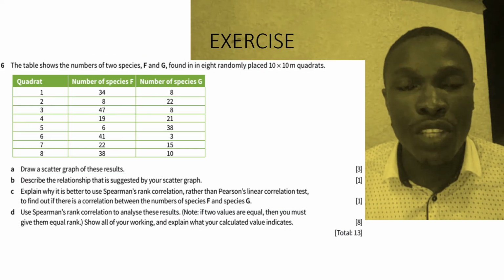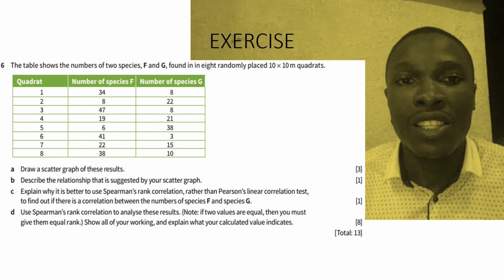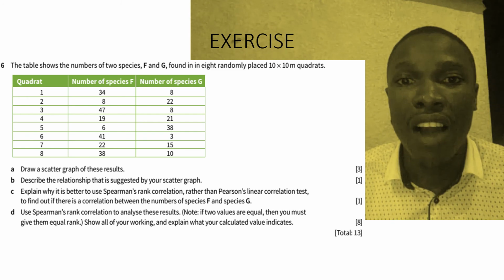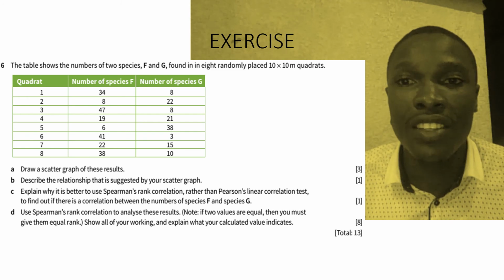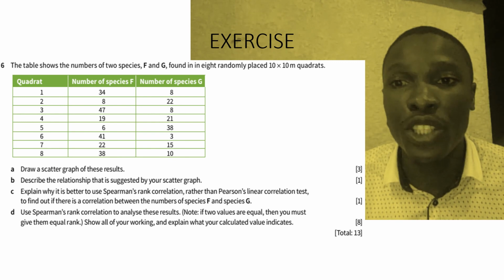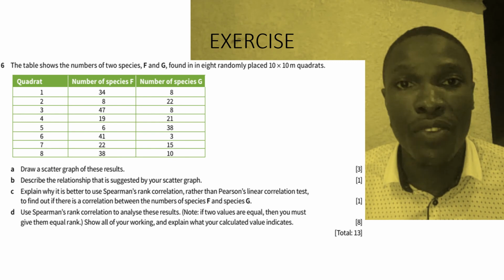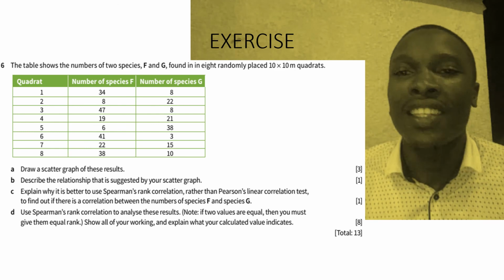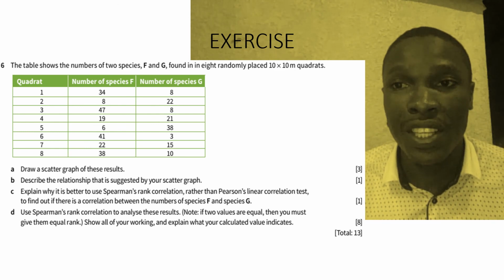This is your exercise which I want you to carry out: Spearman's rank correlation, and find out whether there is a significant relationship or correlation between species F and species G. This information is very important for your research.